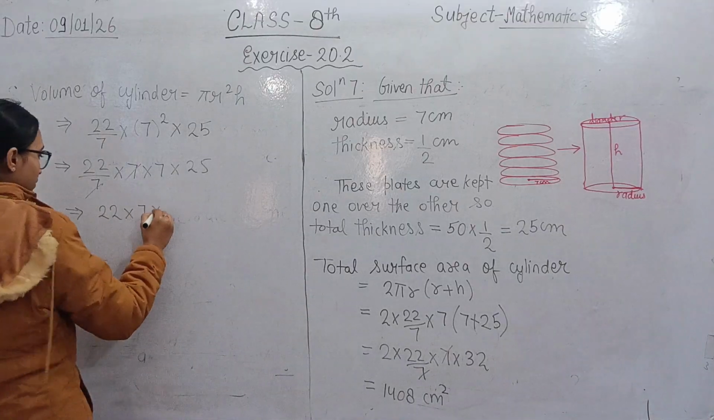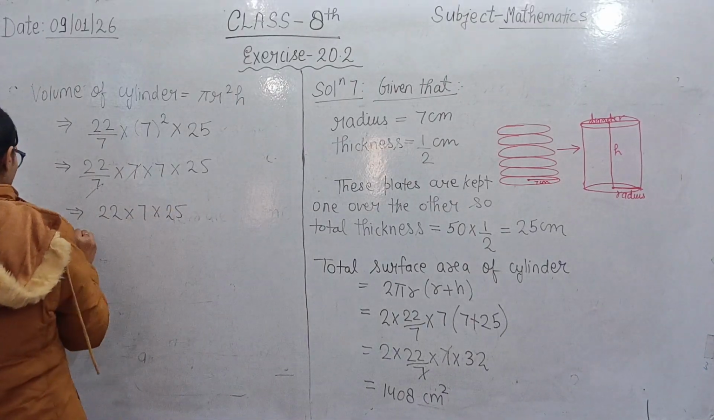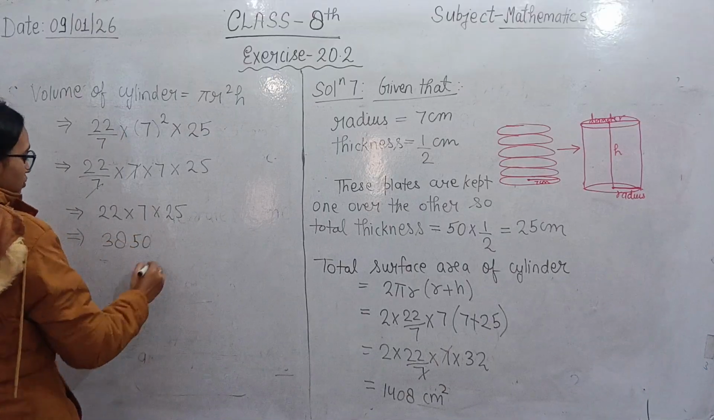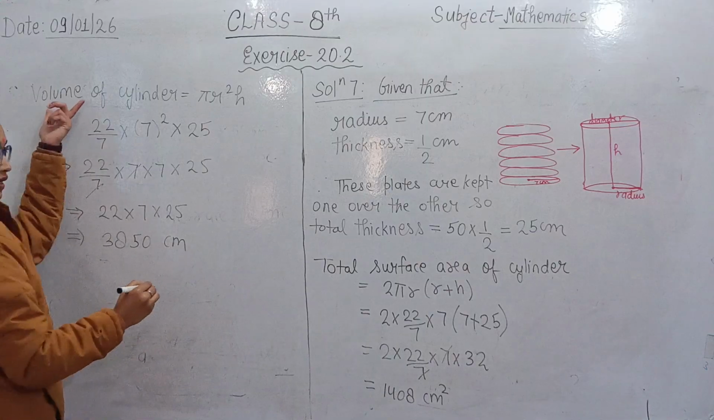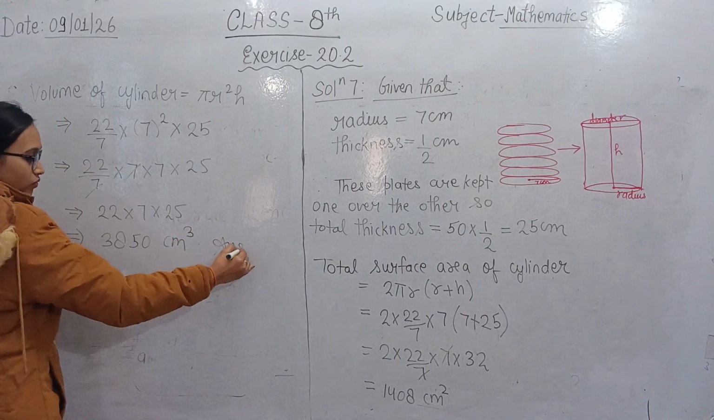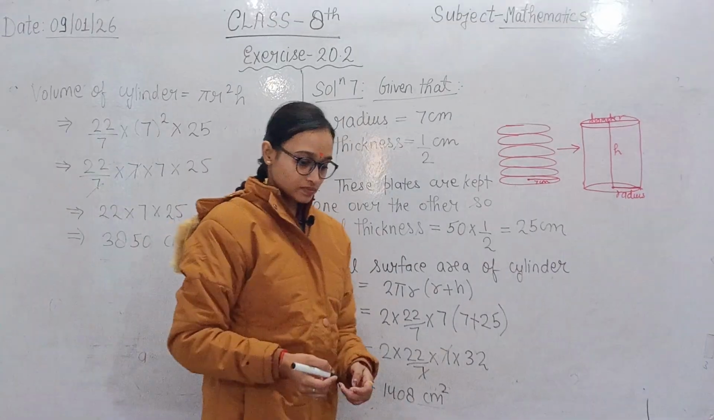22 multiplied by 7 multiplied by 25. On multiplying this we get 3850, and the unit will be centimeter. We are calculating volume, so in power it will be 3. So this is the answer of question number 7.